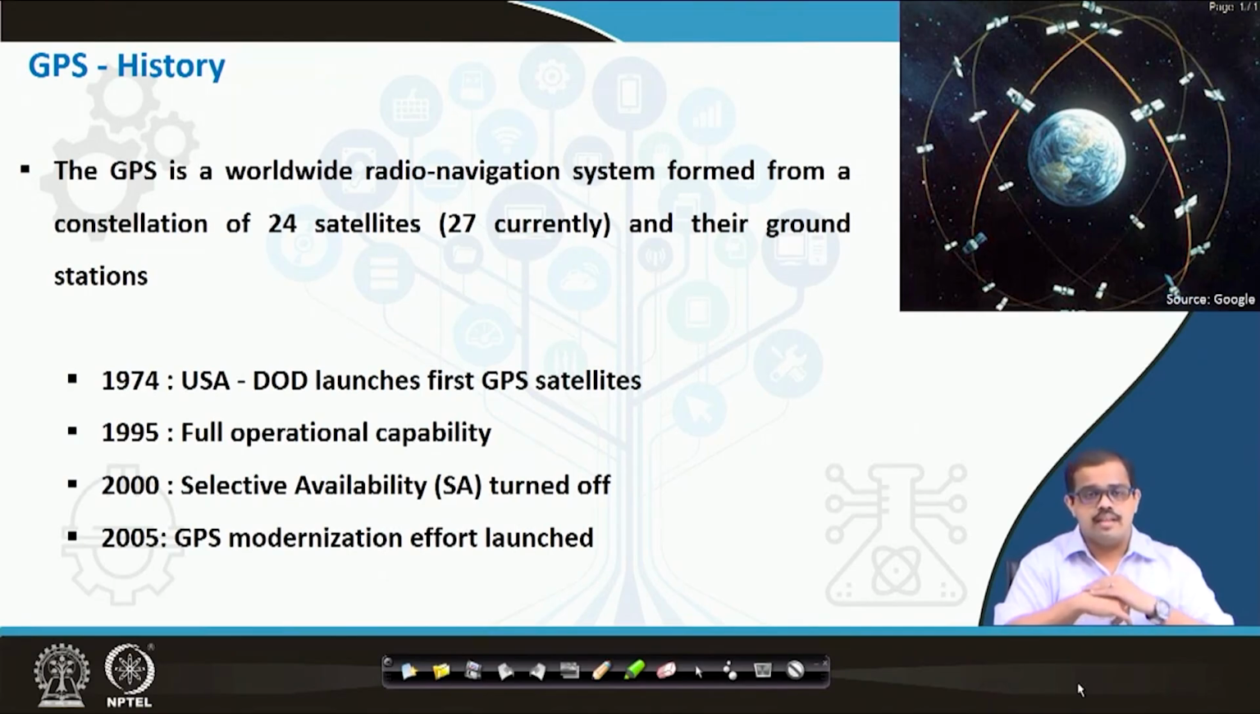the US department said. So, it was giving certain users only the best available signal, whereas other users did not have access to the best available signal in the GPS navigation system. Then in 2005, the GPS modernization effort was launched, and as of now it is quite modernized, whether in terms of navigation or in terms of the measurements that it provides.